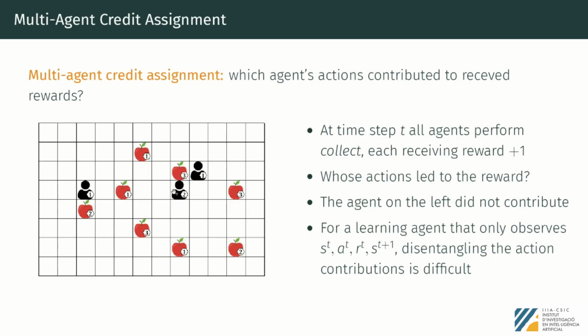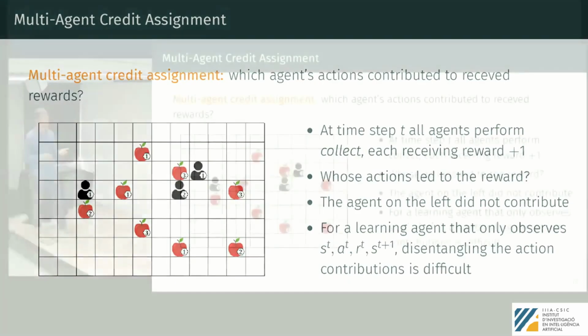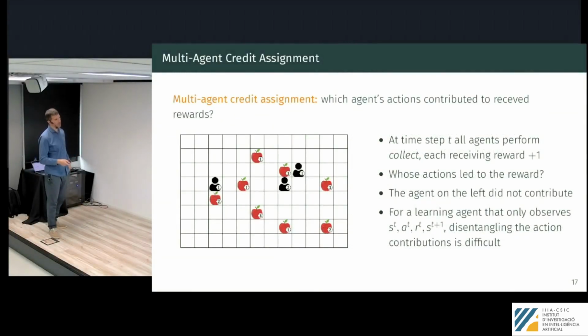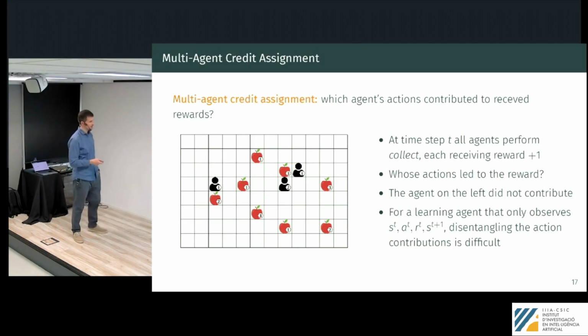But what's not clear to the agents is that what the agent on the left did not actually contribute to the +1 reward, because it couldn't do anything. Its level is not high enough to pick anything up here. For the agents, it might not be clear that this is the case. There's nothing that tells them directly that the action of the agent on the left did not matter for the reward that just happened. They need to learn this over time. It's hard for them to learn if all they get to observe is the state, the joint action, the reward, and the successor state.